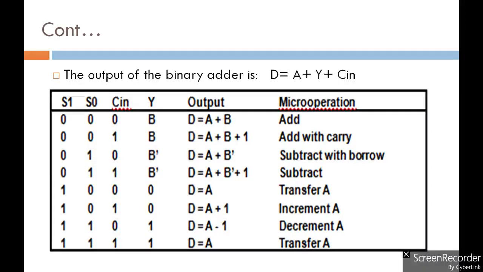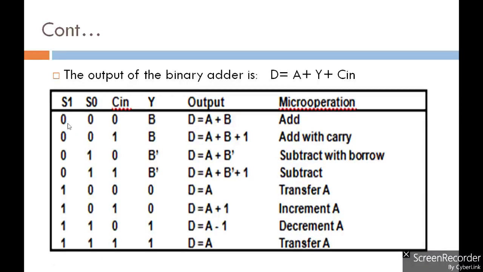From the chart we can say that if both the selection lines of the multiplexer are 0 0 and the input carry is also 0, then the output of the multiplexer will be B itself, the binary data B itself, that is our second operand. So it can simply perform the addition operation of A and B.